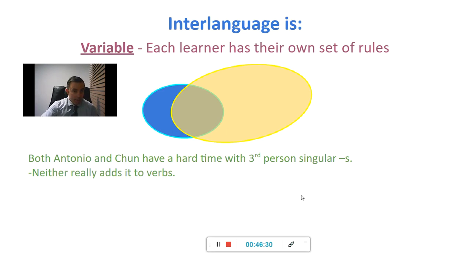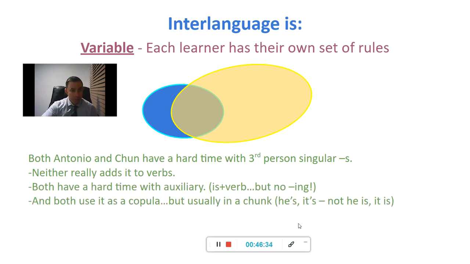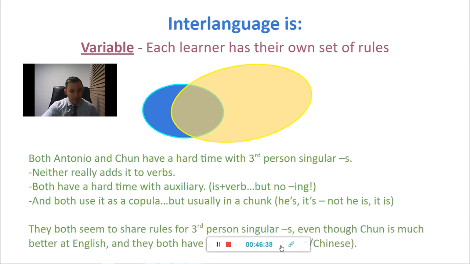Neither of them really add that S to verbs. Both have a hard time with auxiliary, but both use the copula, sometimes in a chunk though. So they both seem to share rules for third person singular S, even though Chun is much better at English.